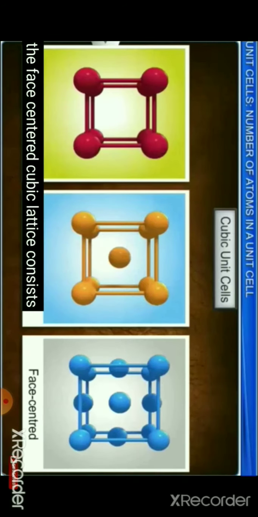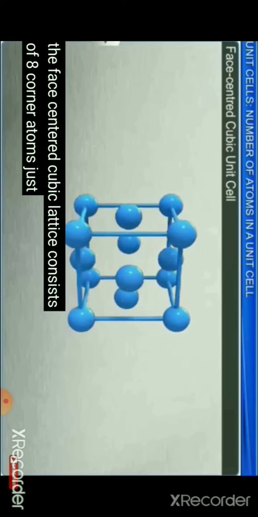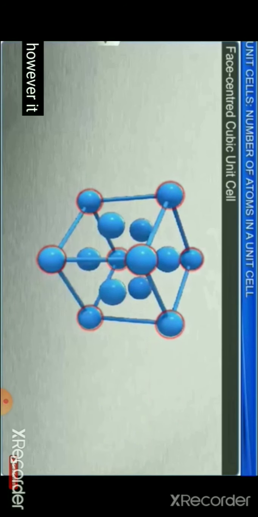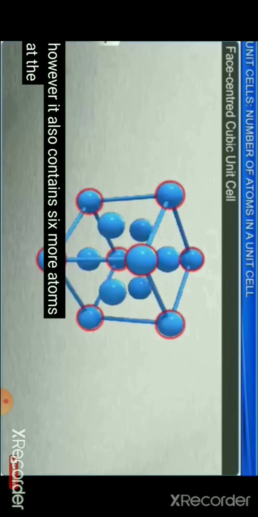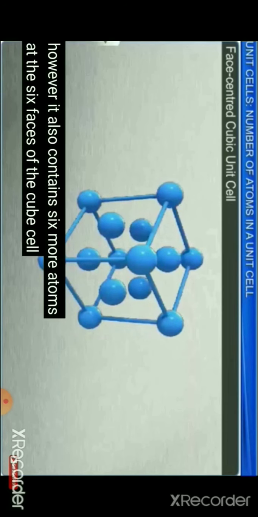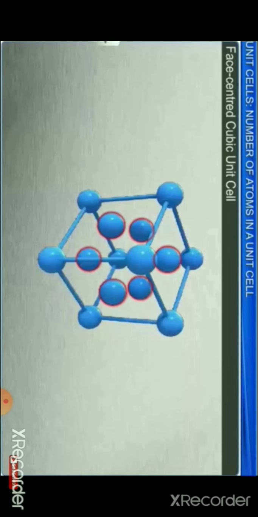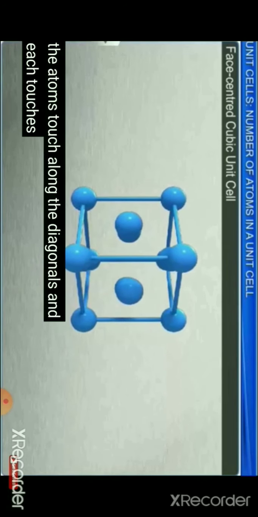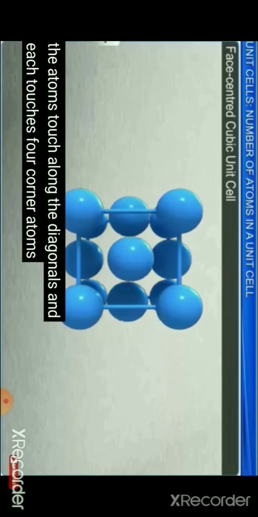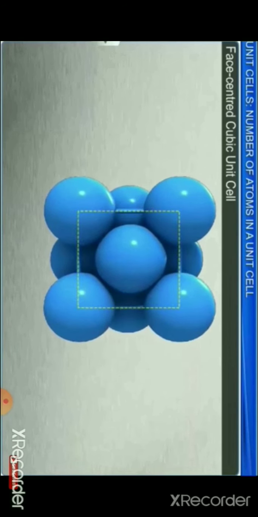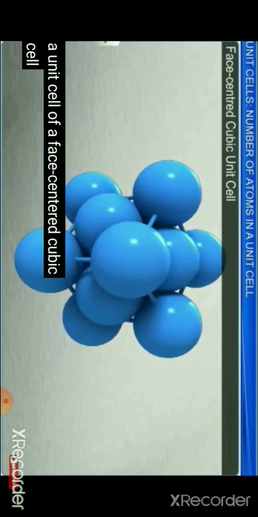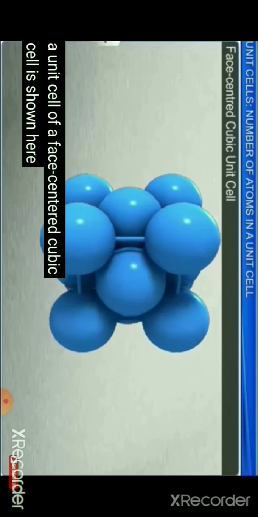The face-centered cubic lattice consists of 8 corner atoms, just like in the simple and body-centered cubic lattice. However, it also contains 6 more atoms at the 6 faces of the cube cell. The atoms touch along the diagonals and each touches 4 corner atoms. A unit cell of a face-centered cubic cell is shown here.